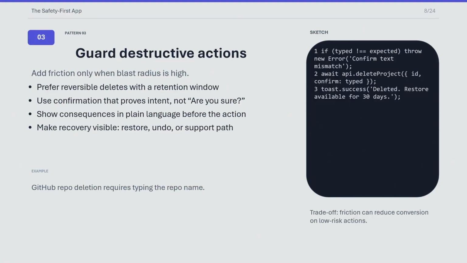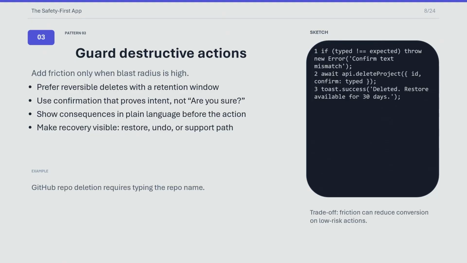And make recovery visible, in terms of restoring, undoing, or whether you have to go through a support path. You need to show what they can do to undo this, because oftentimes users just don't know what to do, and that's something to keep into consideration. The trade-off, of course, is that friction can reduce conversions on low-risk actions. So we also need to find a good balance.